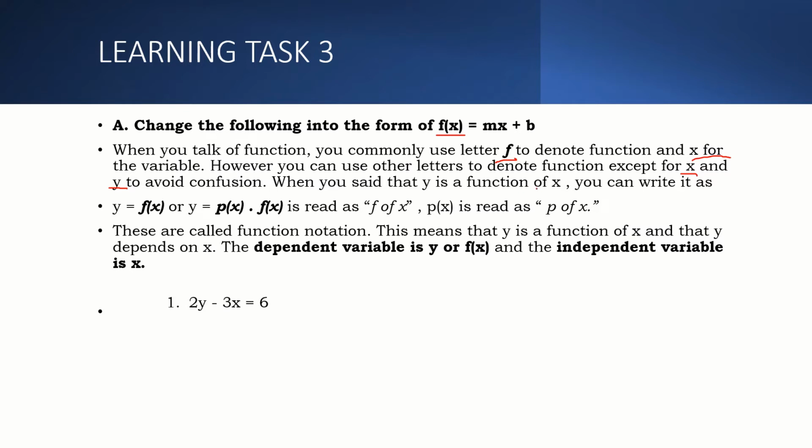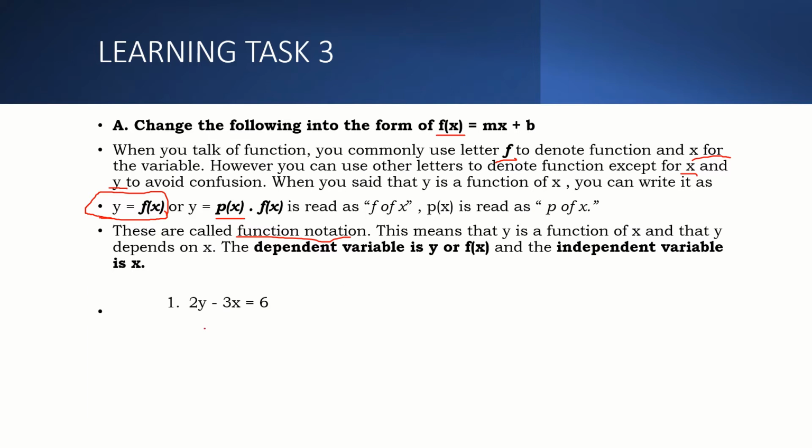So when you say y is a function of x, you can write it as y equals f of x. This is read as f of x. If this is p, of course, that is p of x. These are called function notation. This means that y is a function of x, and the value of y depends upon x. So the dependent variable here is y. Of course, the independent variable is x, since y depends upon x.